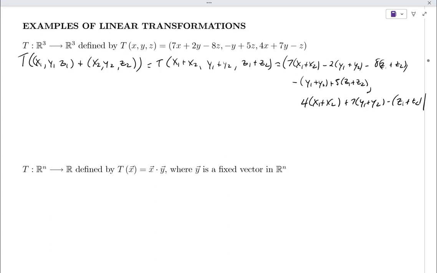It should be a plus, thanks. There's a plus sign, yeah. So I'm just plugging in the x1 plus x2 in for the x, the y1 plus y2 in for the y, the z1 plus z2 in for the z.